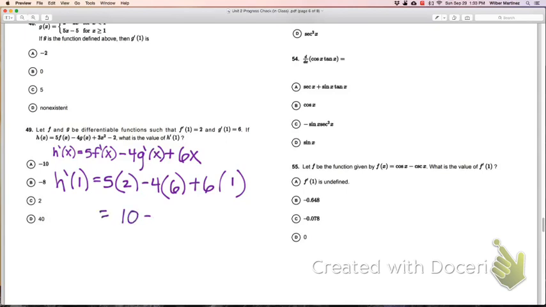So this would be 10 minus 24 plus 6. So 10 plus 6 is 16. 16 minus 24, which is negative 8. Answer choice B.